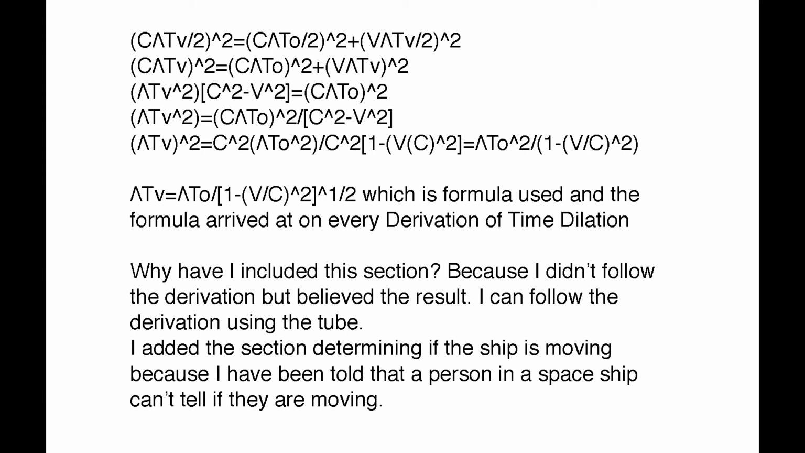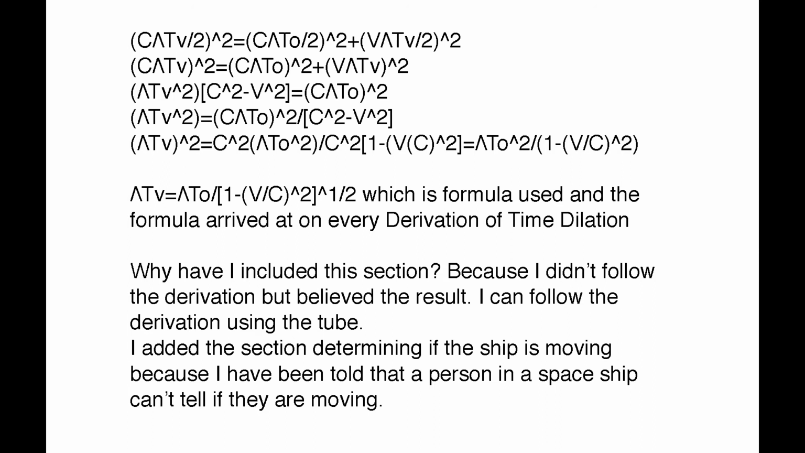Now I'm just going to take the square root of that equation, and so I will now have delta T sub V equals delta T0 divided by the square root of 1 minus V divided by C squared, which is the formula used and the formula derived in every derivation of time dilation that you will find. Why have I included this section?